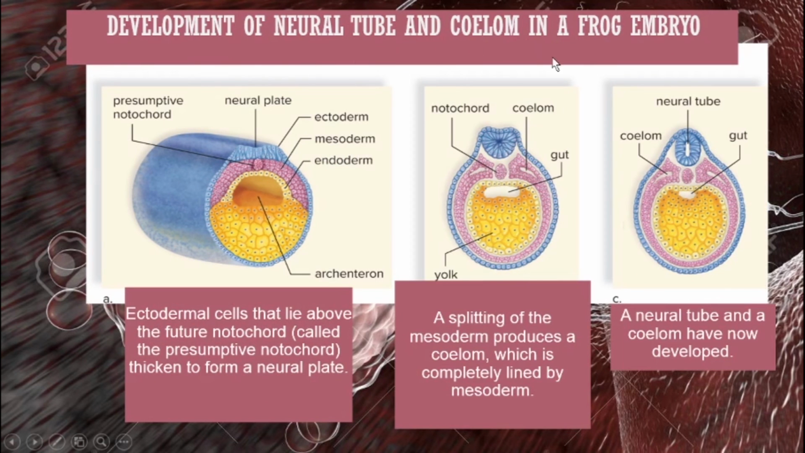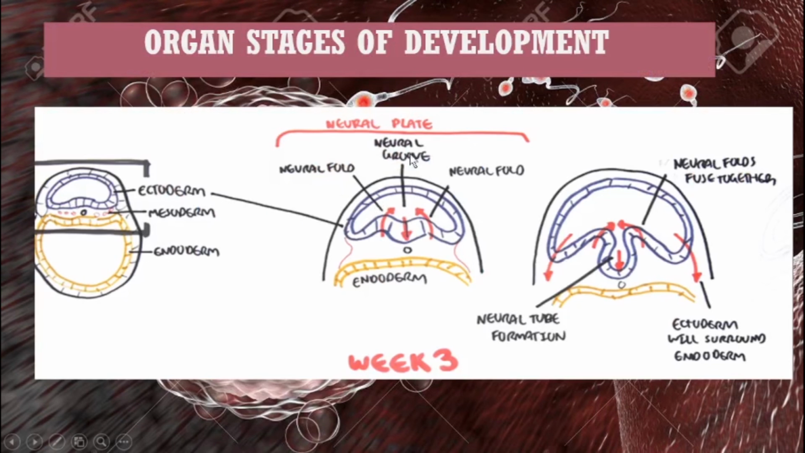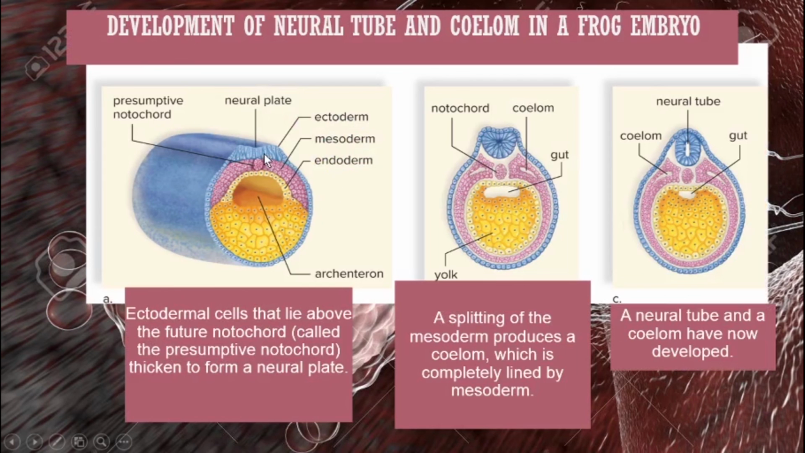in a frog embryo. As you can see, the ectodermal cells that lie above the future notochord here, called the presumptive notochord, will be taken to form a neural plate. A neural plate just like this one right here, the one that involves a neural fold and a neural groove. And then the neural plate will fold inside and form this mass of cells from the ectoderm and will continue to expand upwards and form a neural tube.